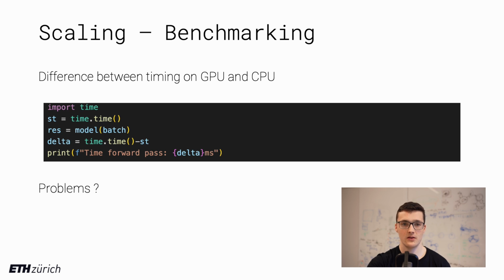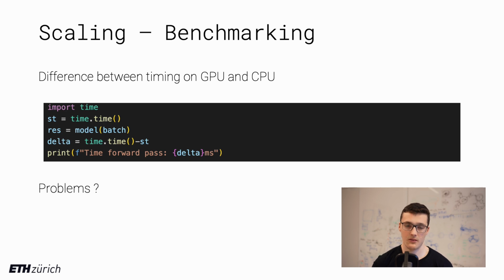Based on these tools, you can then also start benchmarking the code. Here I brought you an example where we would like to time the forward pass it takes for a model to forward this batch of data through a big neural network. And I would like to ask you quickly, if you have this problem, what can go wrong?